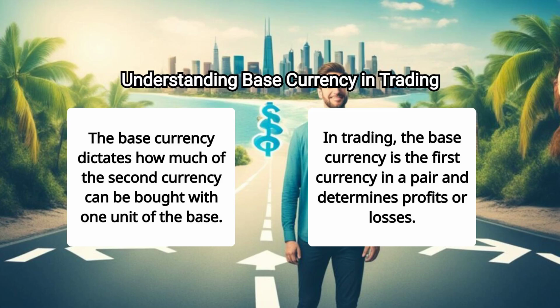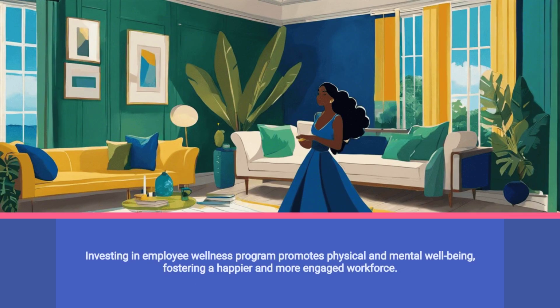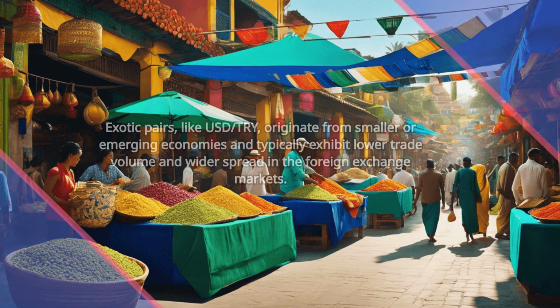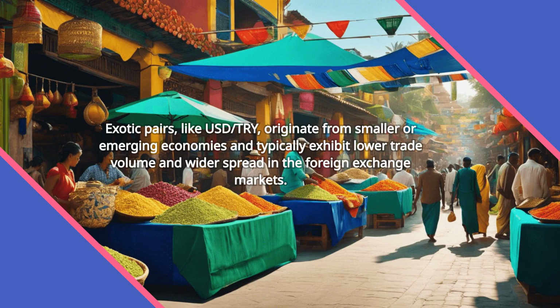For the GBP-USD pair, GBP is the base currency. Profits or losses in a trade are measured in this base currency. Common base currencies are USD, EUR, and GBP. They're identified with ISO 4217 codes. Big pairs usually include USD with EUR, GBP, JPY, CHF, CAD, or AUD. Exotic pairs, like USD-TRY, come from smaller or emerging economies. They often have less trade volume and wider spreads.